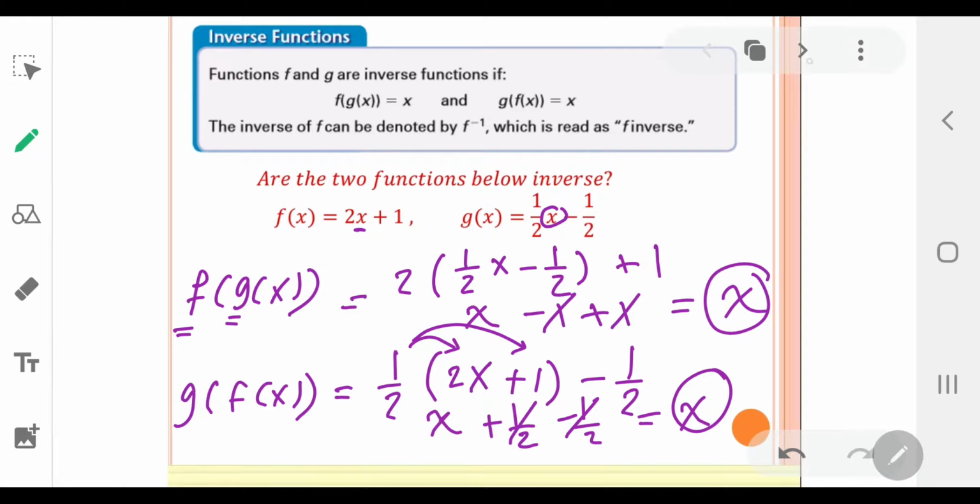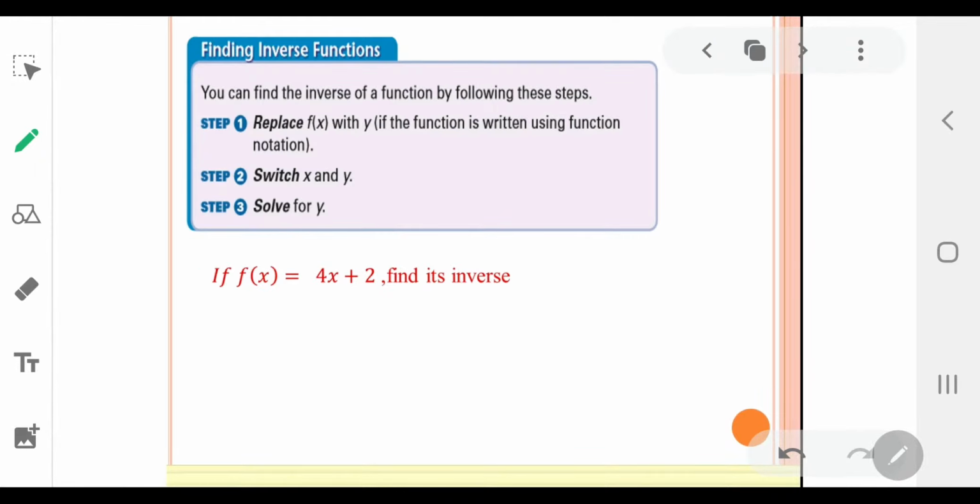Let's now proceed in our lesson and go directly to the main objective of today's lesson, finding the inverse function. To find the inverse of a function, you have to follow those 3 steps. First of all, if given the function in the function notation f of x, you replace it with y. This is the first step. The second one, you switch x and y.